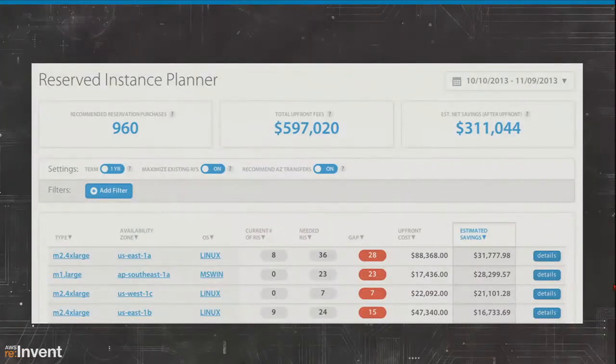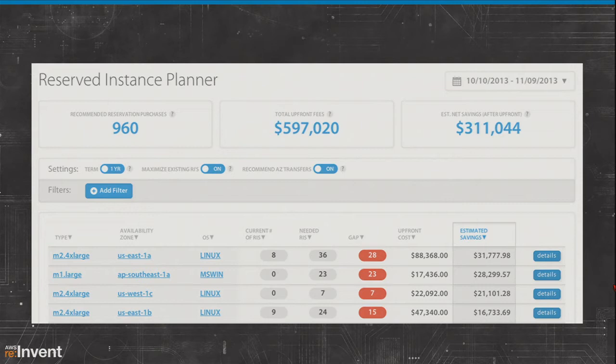This is a screenshot from our application, the Reserved Instance Planner. This is the initial page that you see as you come in. You can see each row here, we're essentially identifying instance type, availability zone, and OS, so the three criteria that I've talked about thus far. We identify how many current RIs you have, how many you need, and what your gap looks like. And then we give you a quick hit on some financials.